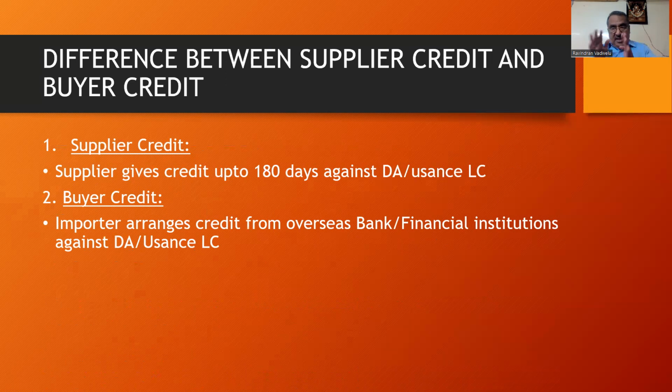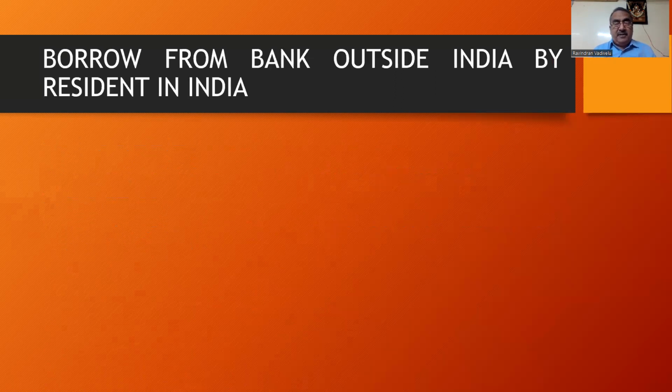Buyer credit is the credit arranged by the importer, that is, the importer in India. He arranges finance, that is, arranges credit from an overseas bank or financial institution against documents against acceptance or usance LC. So that is called buyer's credit. This is the basic difference. When the supplier directly gives credit, it is called supplier credit. If the buyer arranges it himself, then that comes under the category of buyer credit.